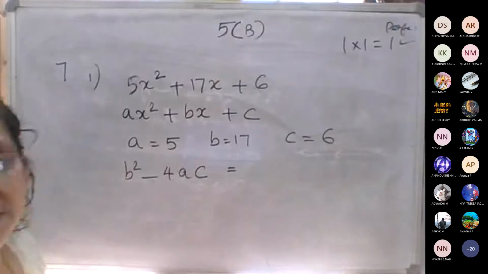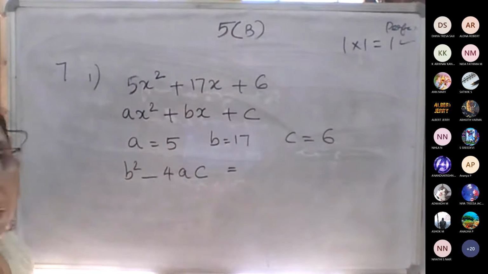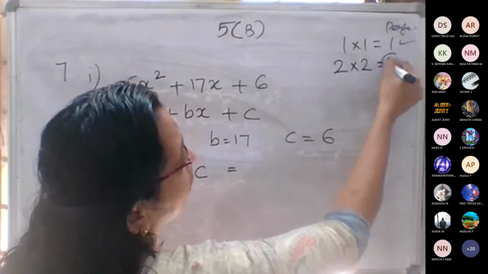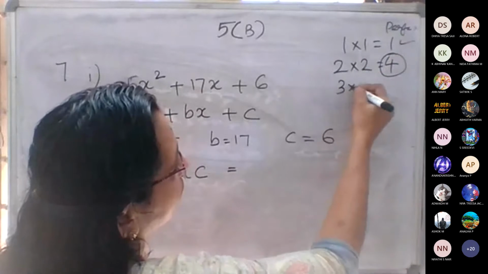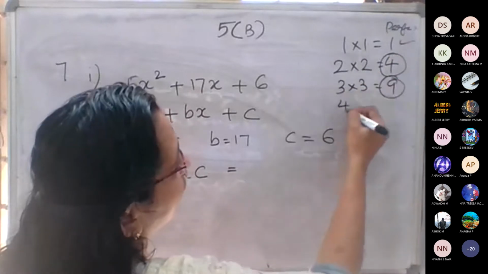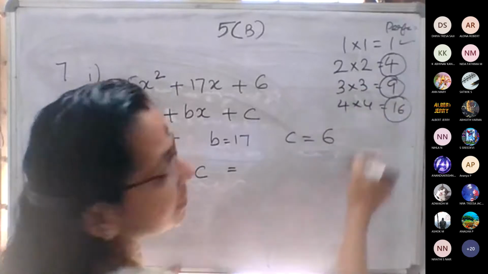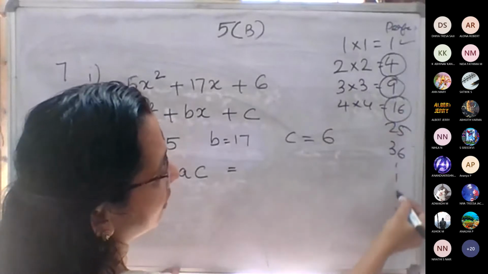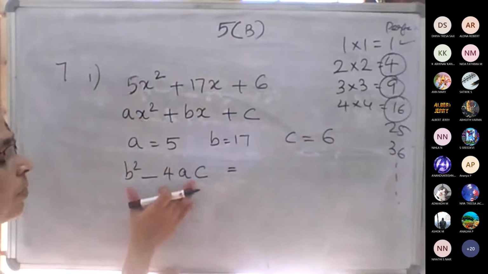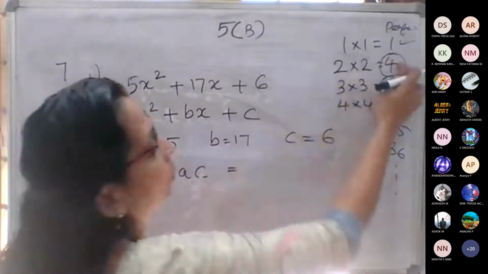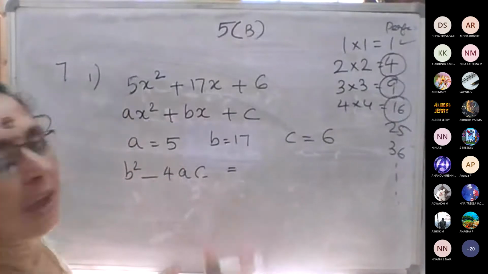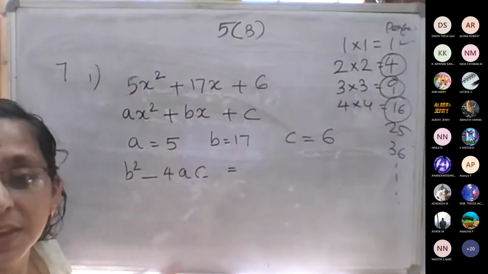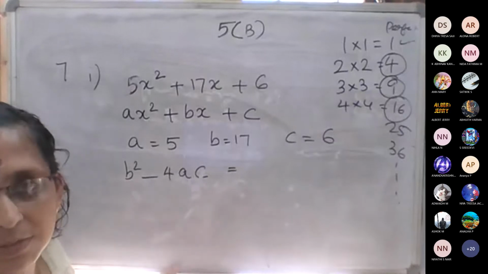Can we say 2 as a perfect square? No, ma'am. 3? No. Next is 2 into 2, which is 4, so 4 is a perfect square. Then 3 into 3 is 9, a perfect square. 4 into 4 is 16, a perfect square. Same way 25, 36, etc. So if we are getting the value of b square minus 4ac as 1, 4, 9, 16 like that, we can say that it is factorizable. That means we can find the factors.